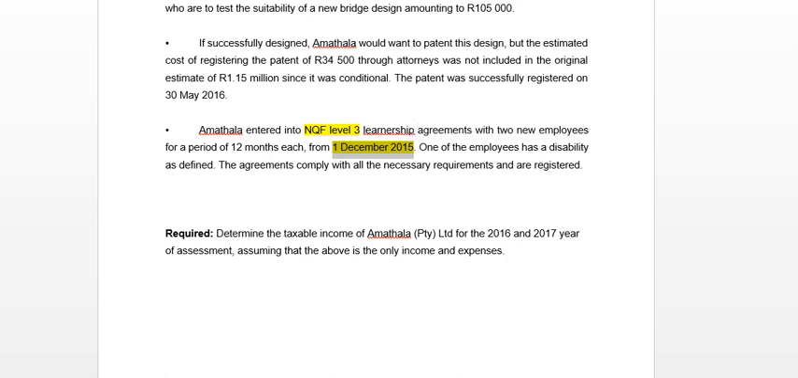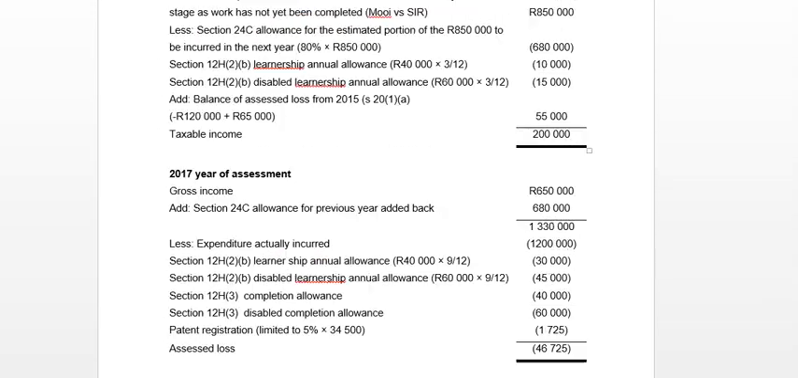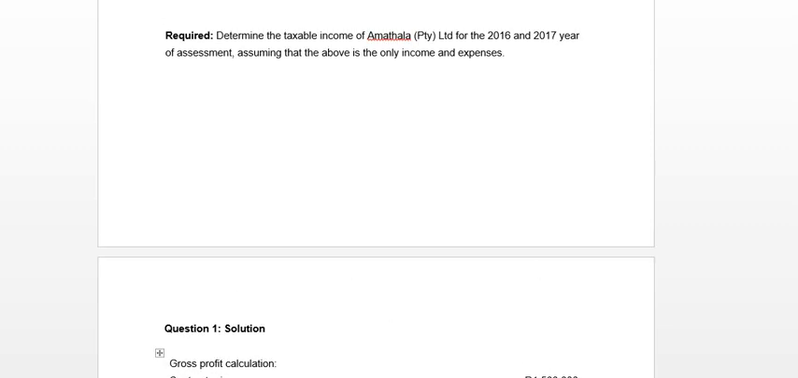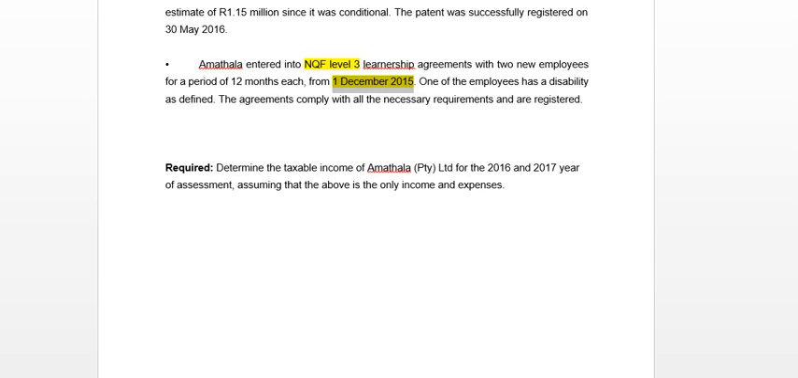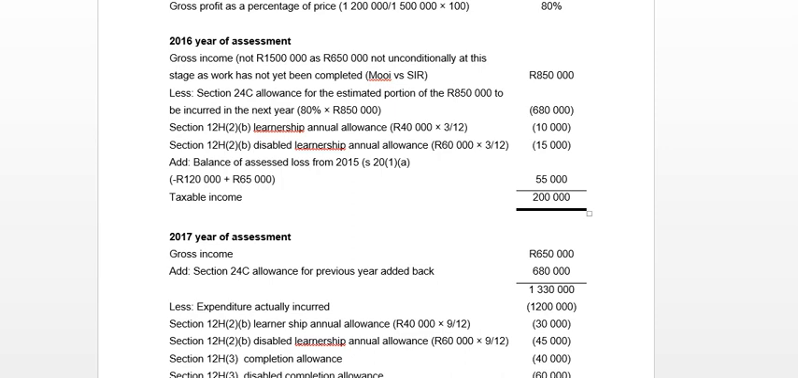So one of the employees has a disability as defined. The agreements comply with the necessary requirements and are registered. Okay, so what can we allow? So, when was this? On the 1st of December 2015, so that's during the 2016 year of assessment. We entered into a 12-month contract, a 12-month learnership agreement.